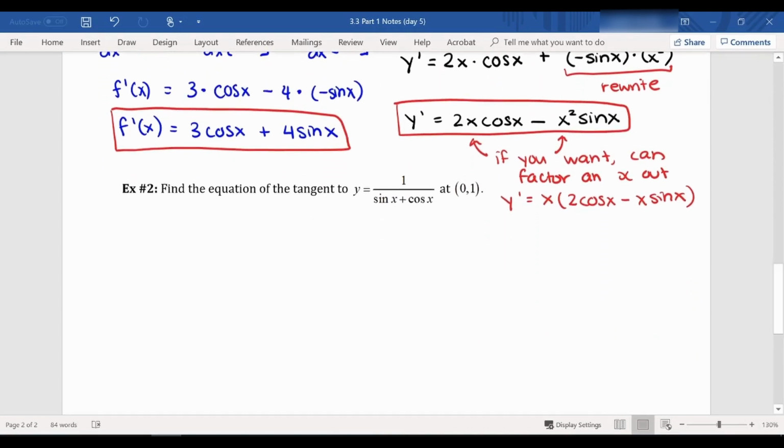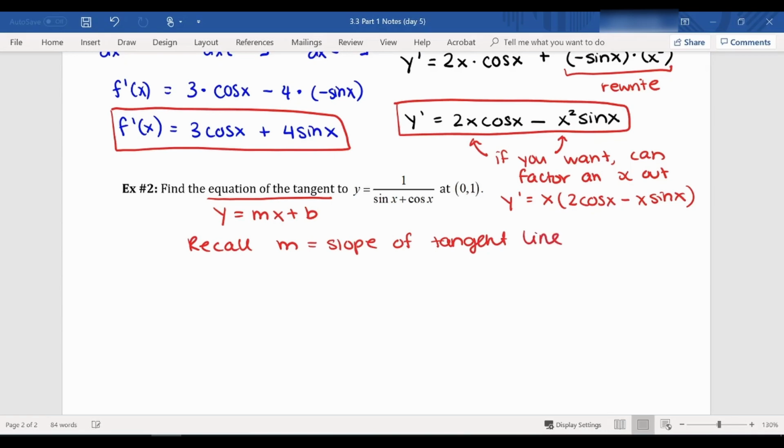So we're going to do one more question here. Find the equation of the tangent line. So we need y equals mx plus b. Recall that m is your slope of your tangent line. And this is the same as saying f prime of x. So we can use quotient rule.